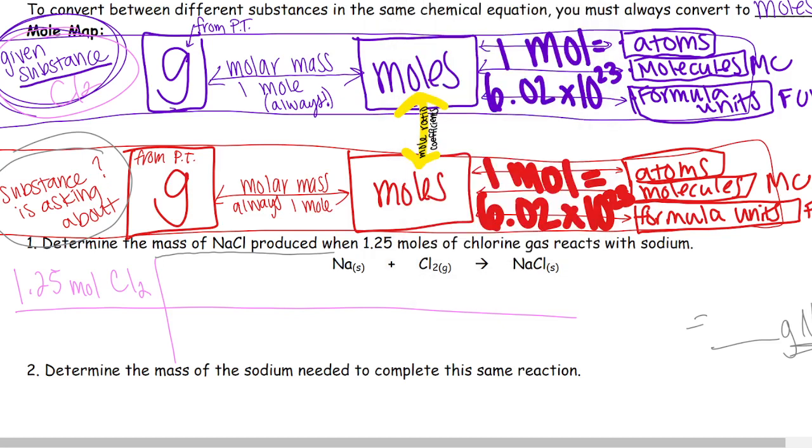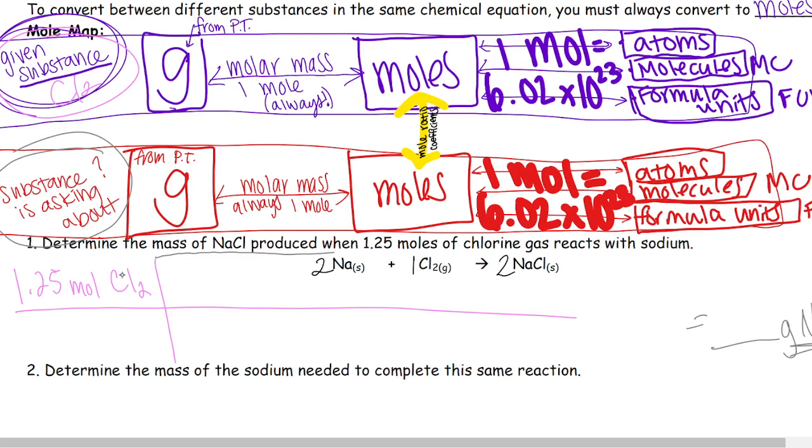To make sure this is balanced. My chlorines, I have 2 on my reactant side, so I'm going to need 2 on my product side, so a coefficient of 2 here. That also gives me 2 sodiums, so I need a coefficient of 2 here, and then just a 1 right there. So some of these are going to be super easy to balance, some of them not so much.